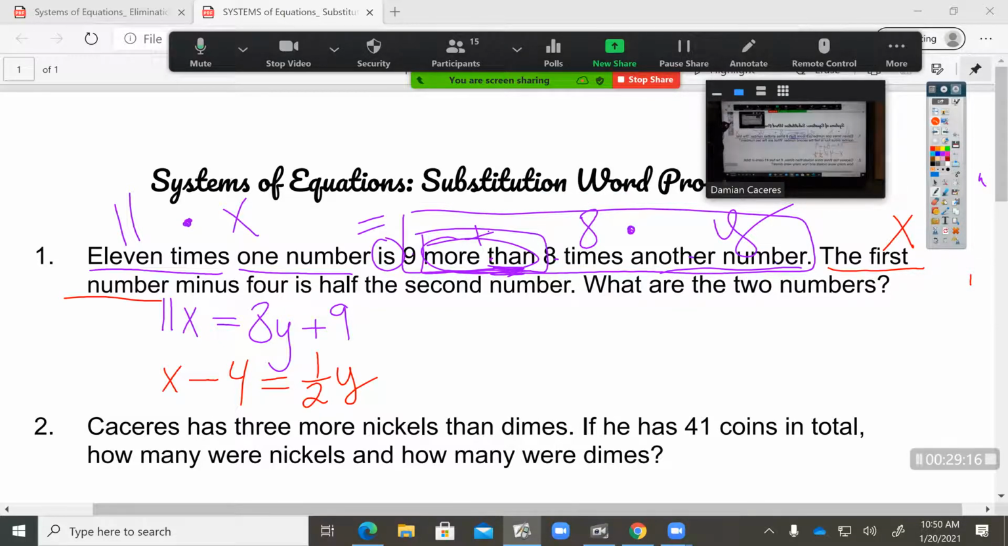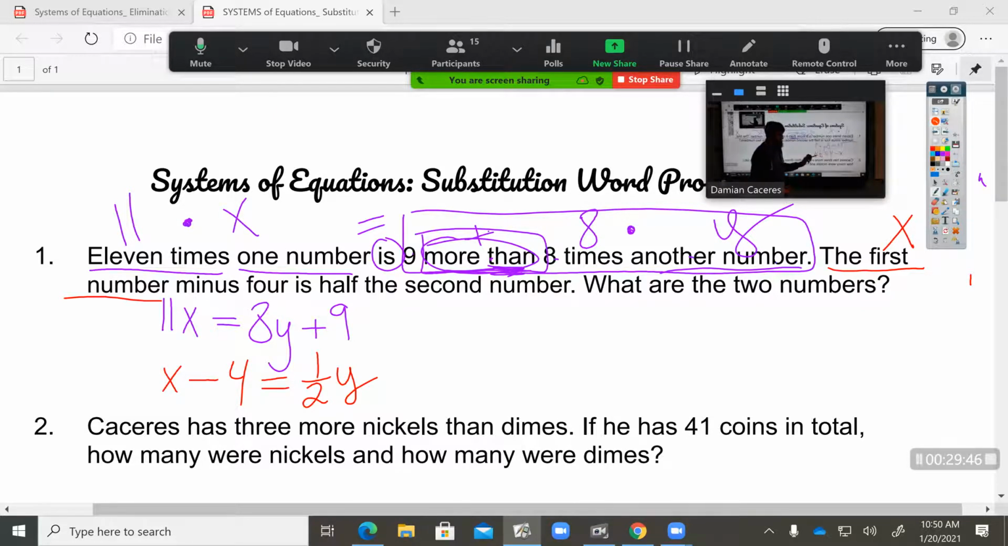Now, the goal in this lesson is to get a variable by itself and then substitute into the other equation, right? But look at the first equation because you have to make a decision here. Is there a variable by itself on any of these equations? No. So you have to make the decision. Which equation am I going to try to use to get a variable by itself?